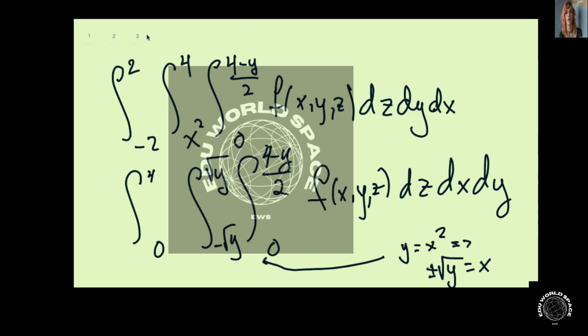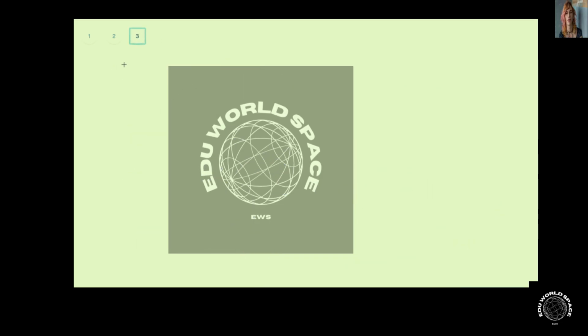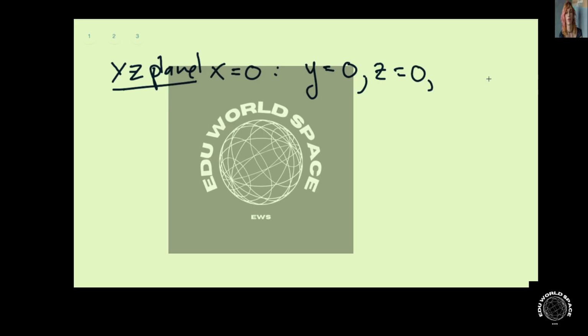Okay. So now let's do the yz plane. So x is equal to 0. So if x is equal to 0, we've got y is equal to 0, z is equal to 0, and y plus 2z is equal to 4. Yeah, so let's go ahead and draw this out.